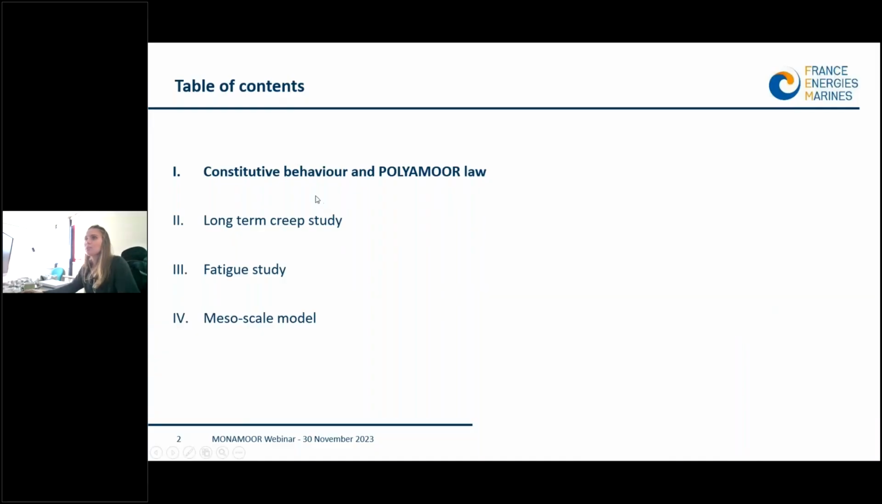So my presentation will be divided into 4 parts, which will present what Peter just briefly announced. First, I will show you the improvement of a constitutive behavior law called Polyamide, as it was developed during the first project piloted by France Energy Marine about polyamide 6 mooring line. So it's the Polyamide law, and he worked at validating it during this project.